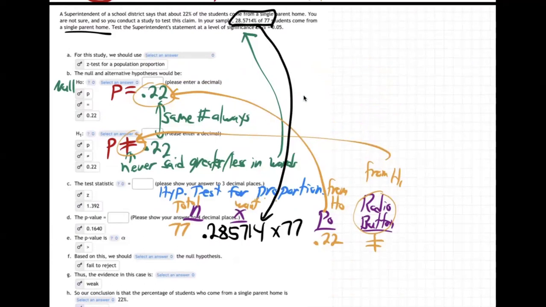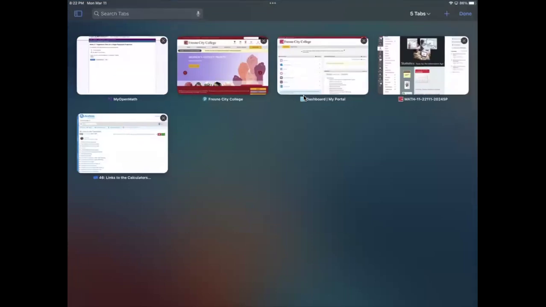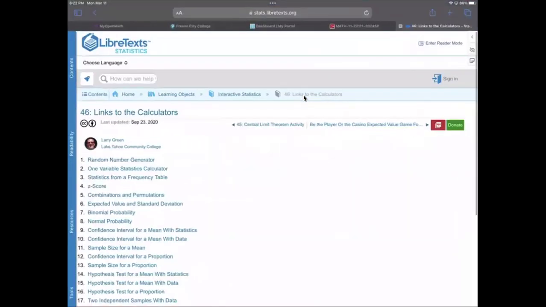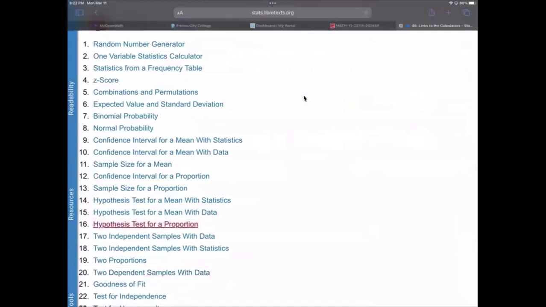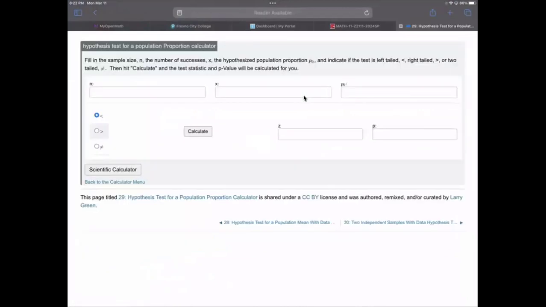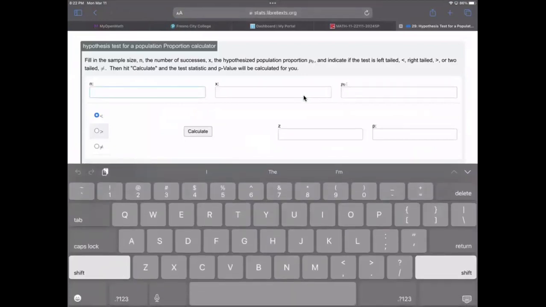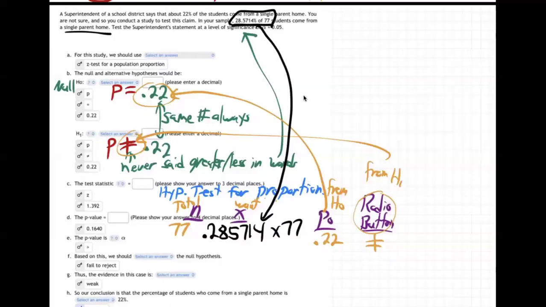And then you're going to hit the buttons on the calculator. So 285714, let's go to the calculator. 285714. So I'm going to go to the hypothesis test for a proportion. That's number 16. Click on number 16, hypothesis test for a proportion. And then to put in, the N was 77. The P0 was, I can't remember. Let's go back here. P0 was 0.22.